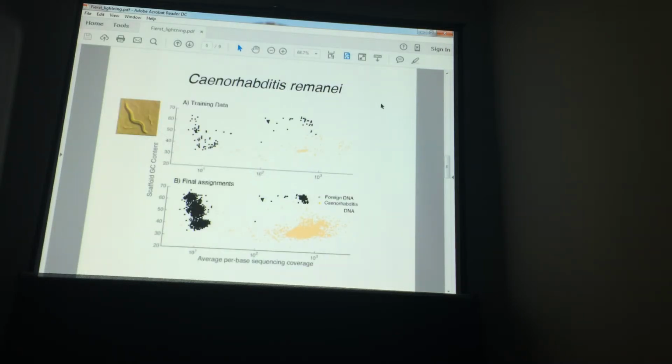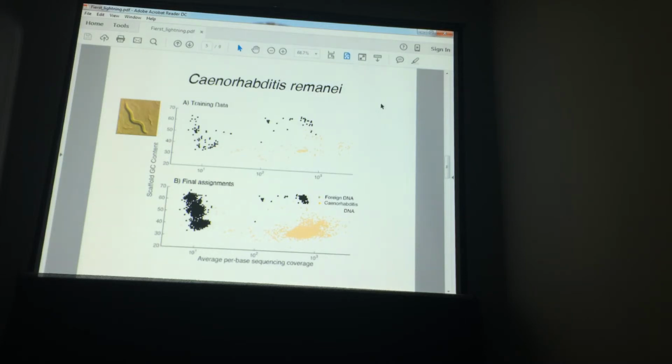For example, this is some of the work I did during my postdoc. We were looking at Caenorhabditis romanii, which is a small nematode worm. Nematodes are filthy. They live in the lab, they eat bacteria, they're covered in bacteria, they have it in their guts, parasites of bacteria, everything comes out in the DNA extracts. So we used BLAST to identify a set of training data: scaffolds that we knew we could associate with Caenorhabditis worms in some way, and ones that were blasting to bacteria and other organisms.